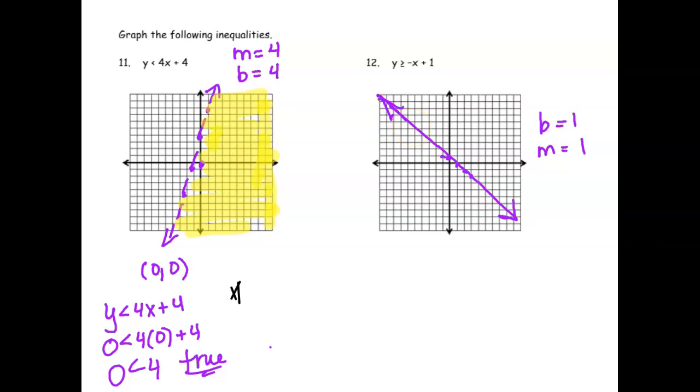And we're going to check the point (0, 0), which is right underneath the line. So if we check (0, 0), we get 0 is greater than or equal to -0, which is just 0, plus 1. 0 is greater than or equal to 1? That's false. So that means we're not going to shade the side that has the (0, 0), but we're going to shade the other side. And you can always test any point and make sure that it works.